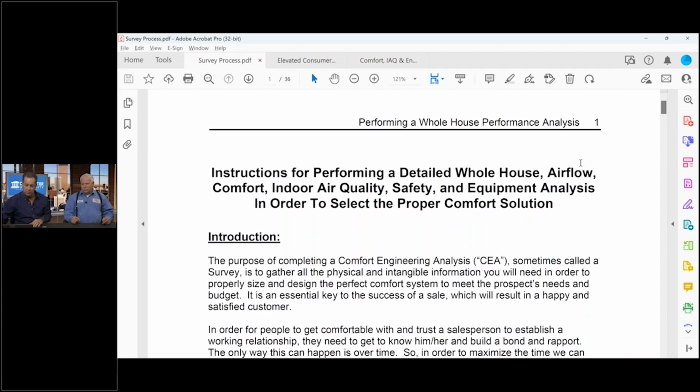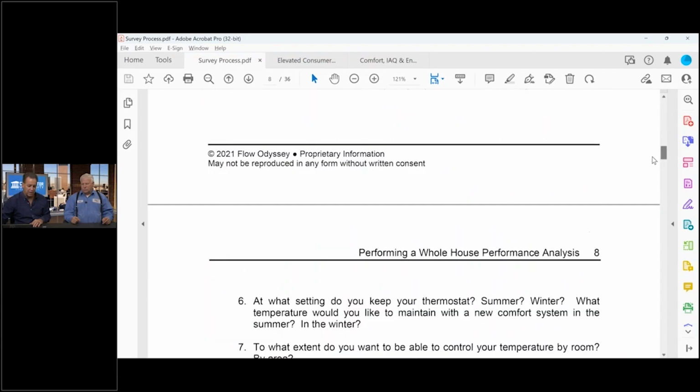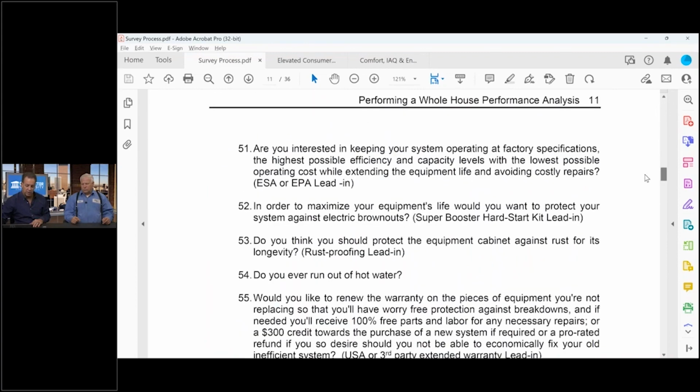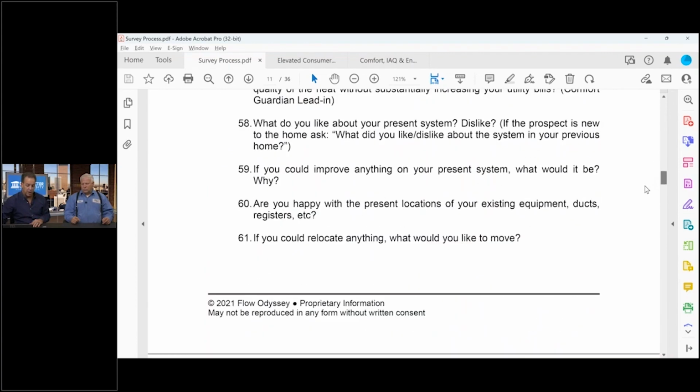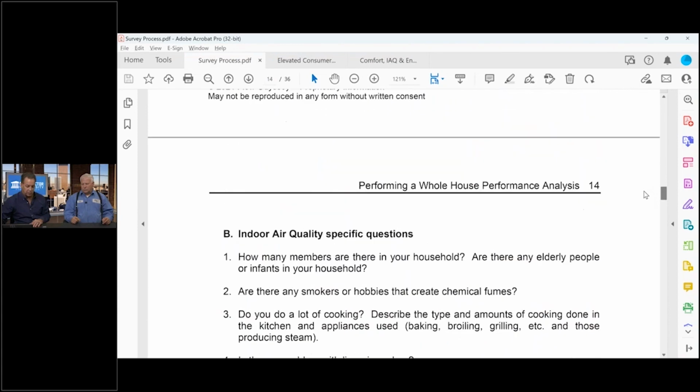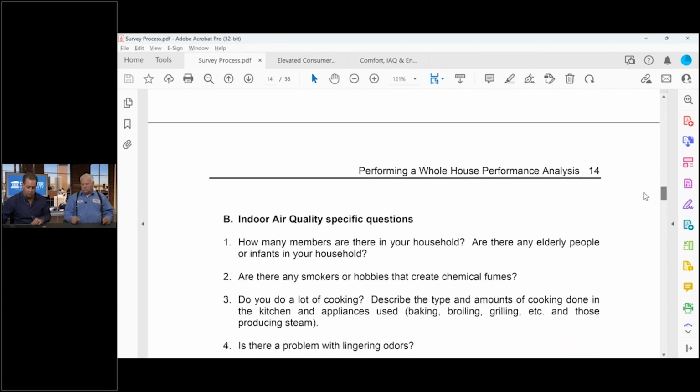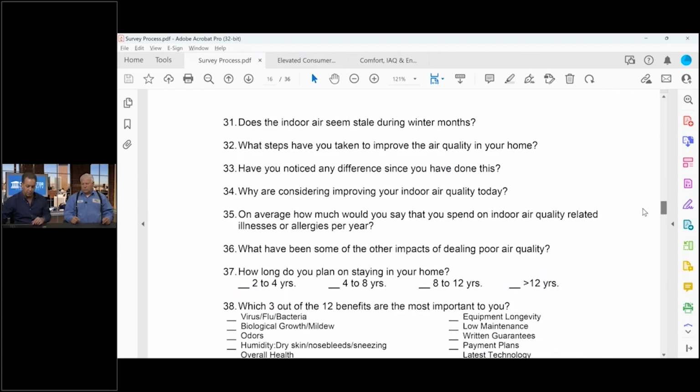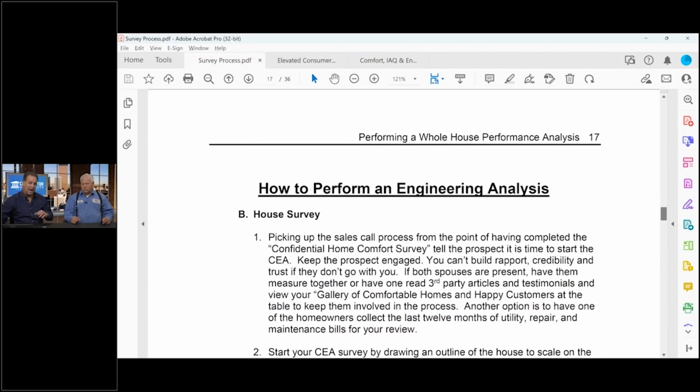And again, for time purposes, I'm going to just let you see that we've got this 36-page document that walks us through the entire process. What to look for as you're talking to the customer and asking the customer, and then what to look for as you kind of walk around the house. There's some stuff on indoor air quality specific questions in here, as well as comfort questions prior to that. And then it's like, okay, how do you perform the engineering analysis of the house, right? What do you look for? What do you measure? What are you gathering data on?